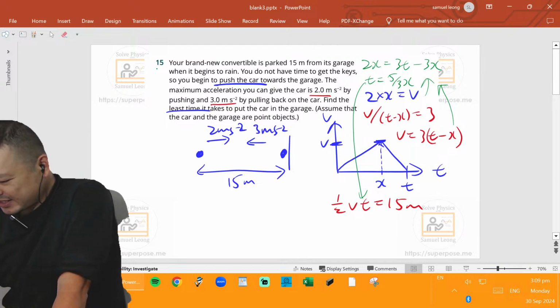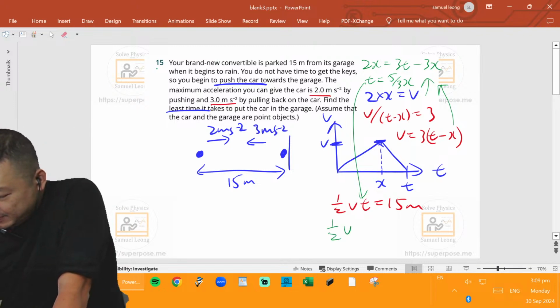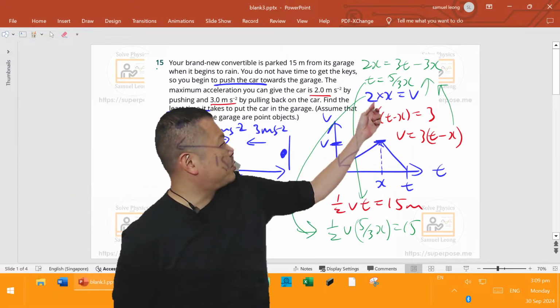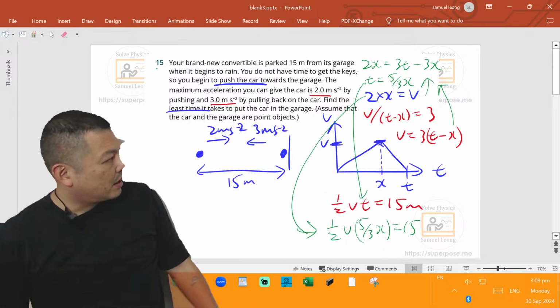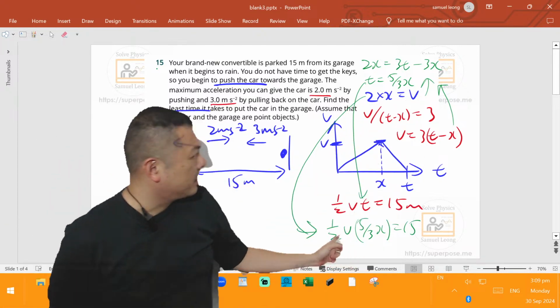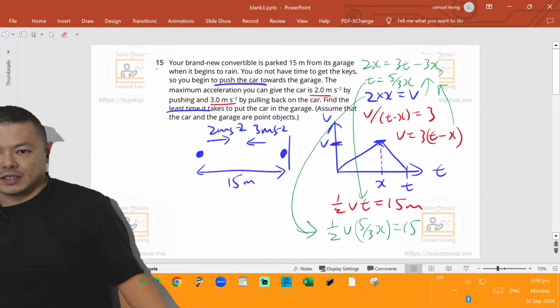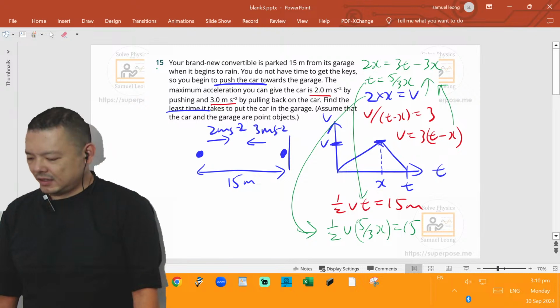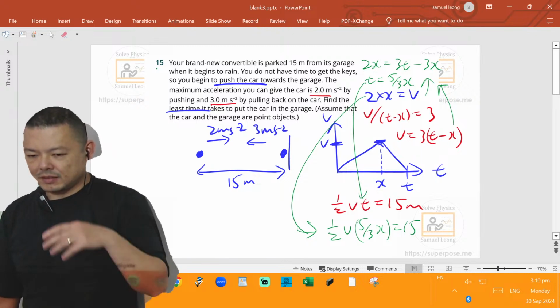Am I going around in a circle? I don't know. Half times v times 5 over 3x equals 15. Can I do simultaneous with this 2x equals v thing? How about I sub in v into this one here? So v is 2x. I can find x already. Then I should be able to find t. Yeah, I think so.